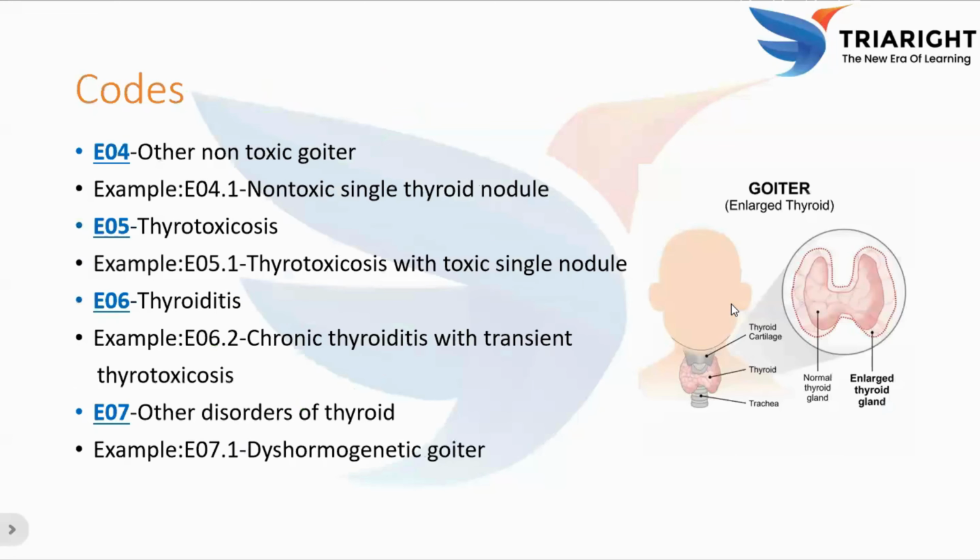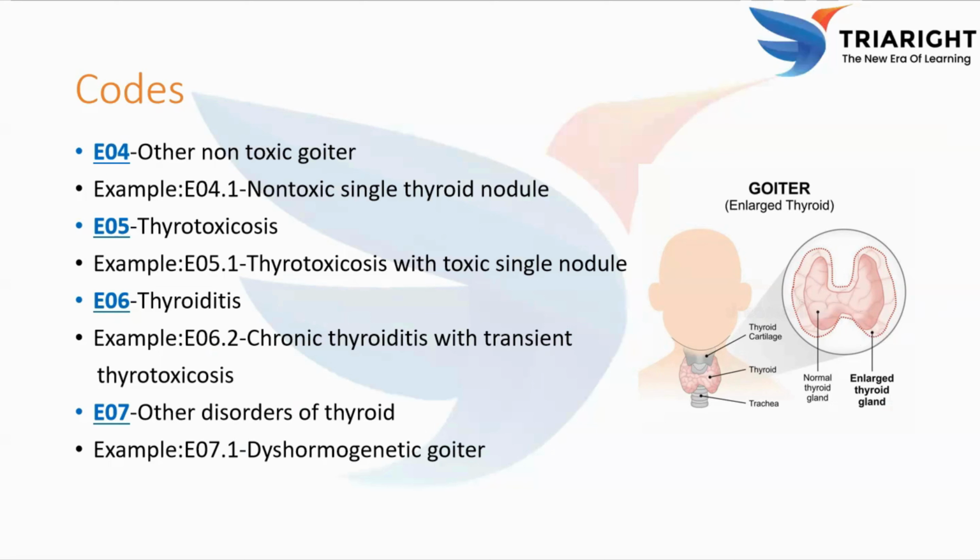Coming to the next code, E04, other non-toxic goiter. What do you mean by goiter? As I said before, it means enlargement of the thyroid gland. Here on the right side, you can see the picture of the goiter. This is the thyroid cartilage, the trachea, and the enlarged thyroid gland. When the thyroid gland is enlarged, it is called a goiter. This is the normal thyroid gland, and this is the enlarged one. Here you can see the difference between the two, right?